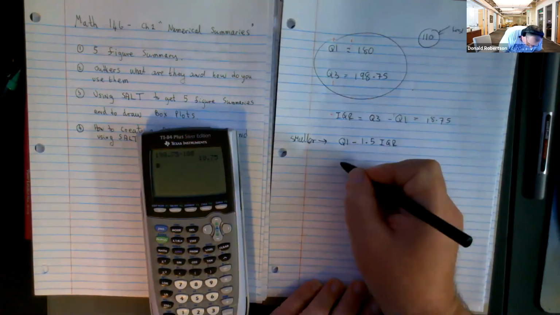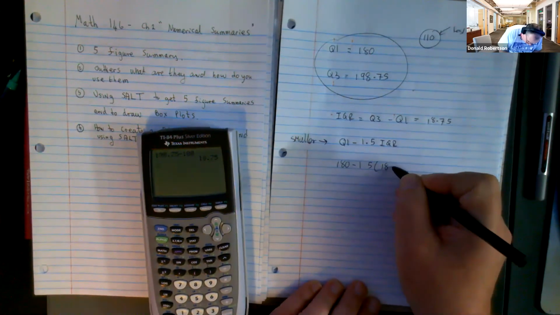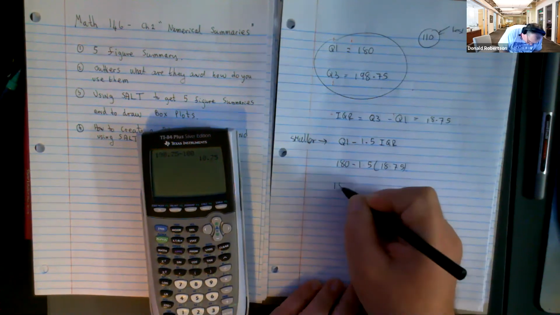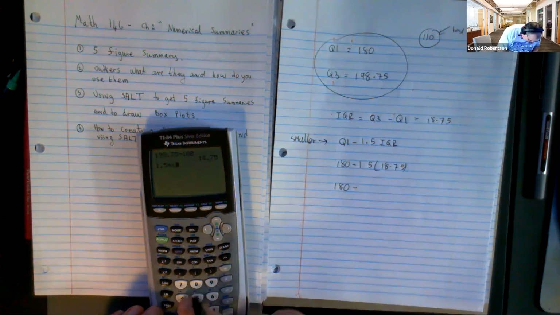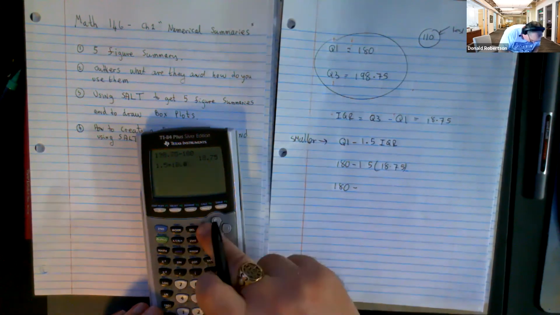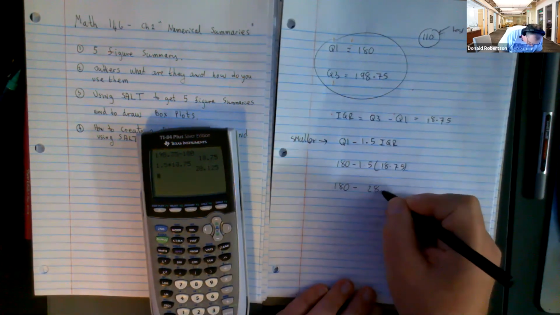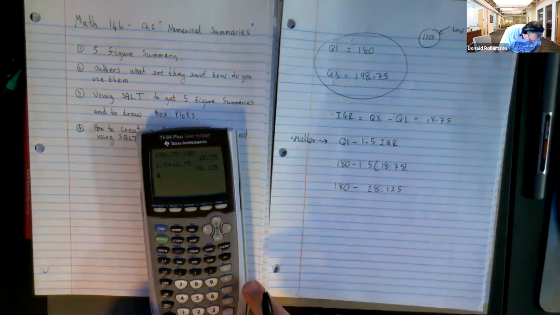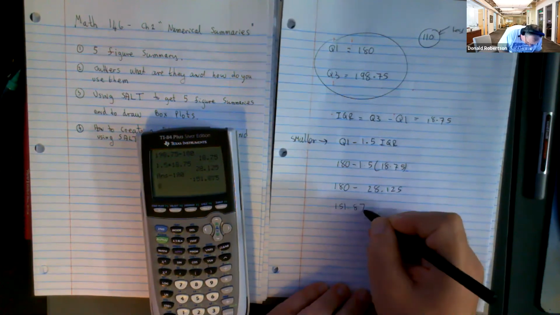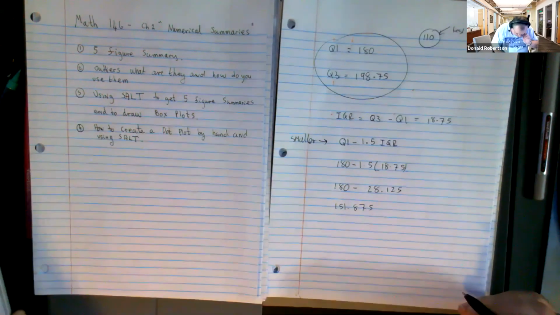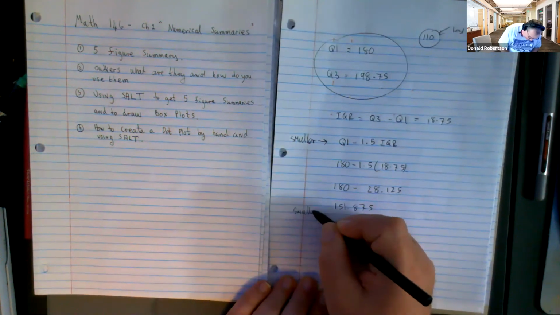Okay, let's see who that is. That's 180 take away 1.5 interquartile ranges. That's going to be 180, take away 1.5 times 18.75, and the answer I get is 28.125. So it's 151.875. So if you are going to be an outlier, you have to be smaller than that number.